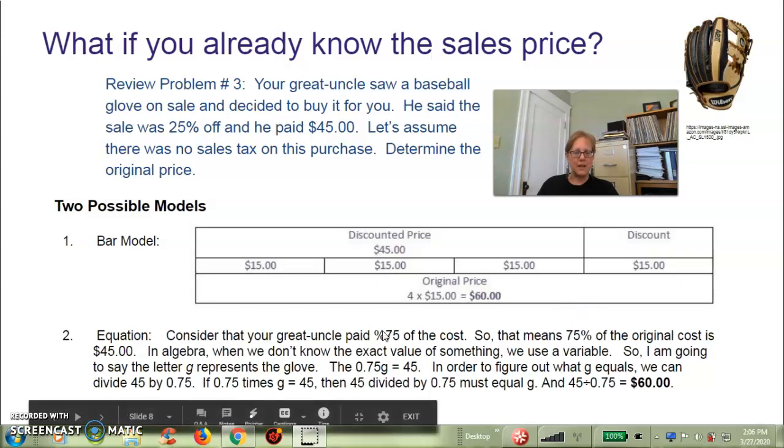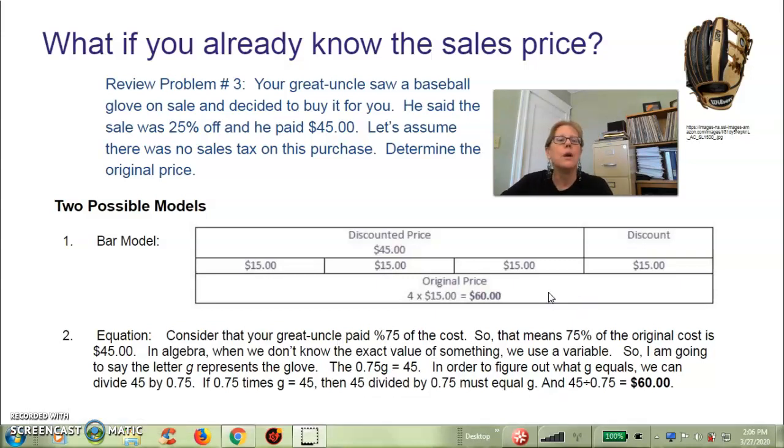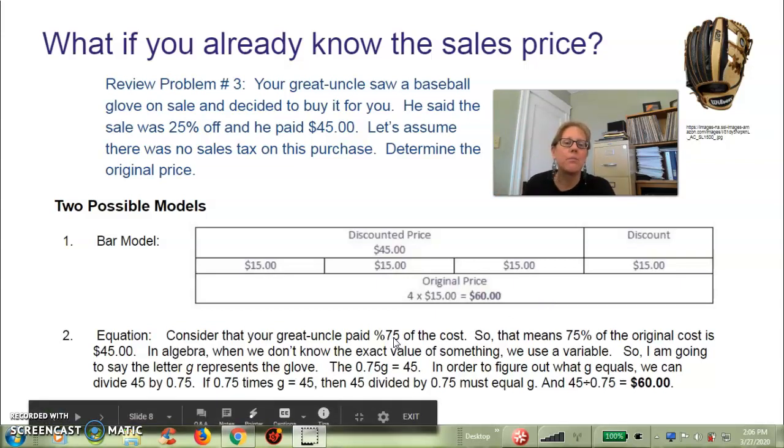Love it. But let's take a look at the equation, which is more of what we would call the abstract model. So consider that your great uncle paid 75% of the cost. That percent sign is in the wrong place. It should be after this. I'm going to fix that on the slideshow, but for you, you'll have to stick with this being written incorrectly. It's correct right here. So that means 75% of the original cost is $45.